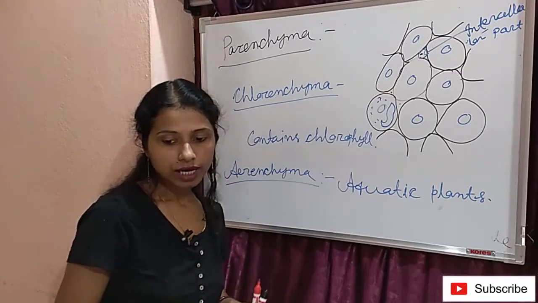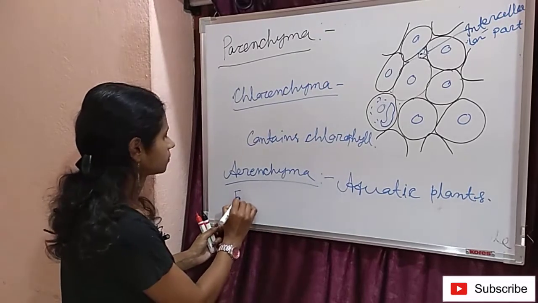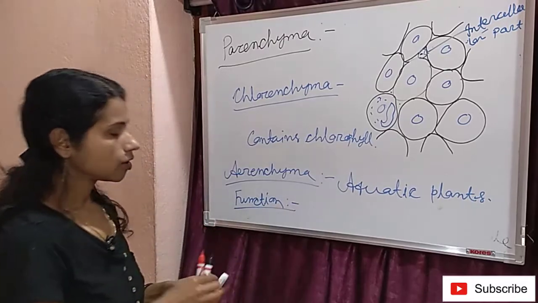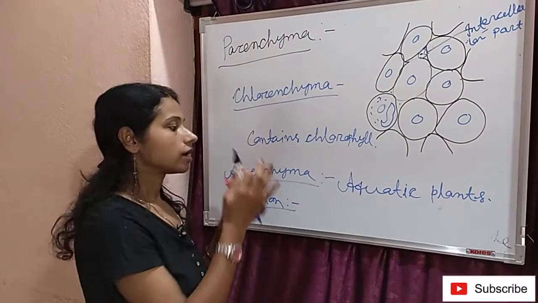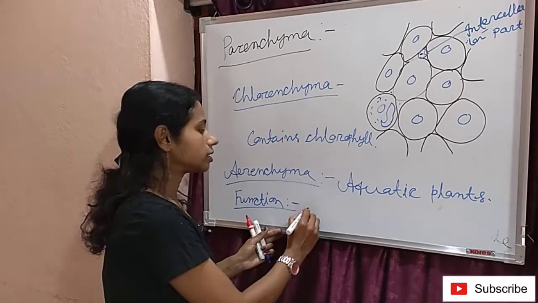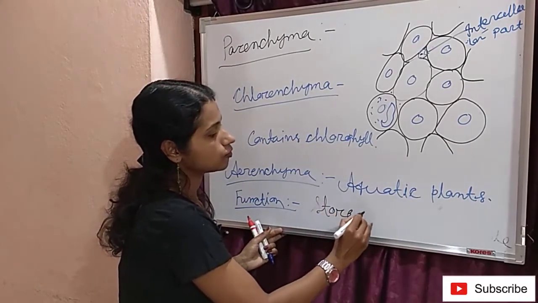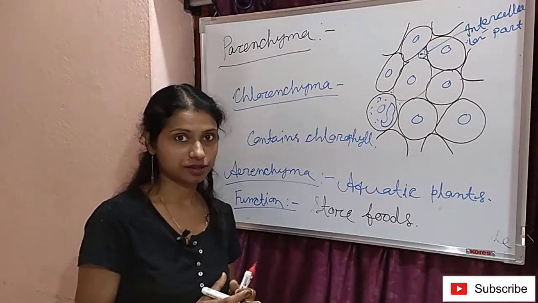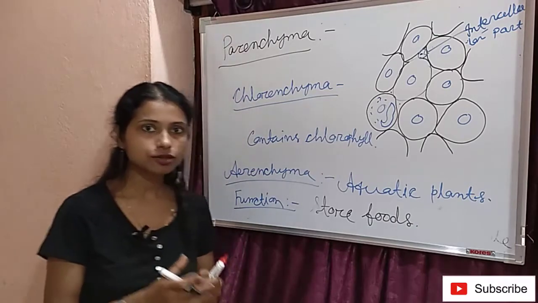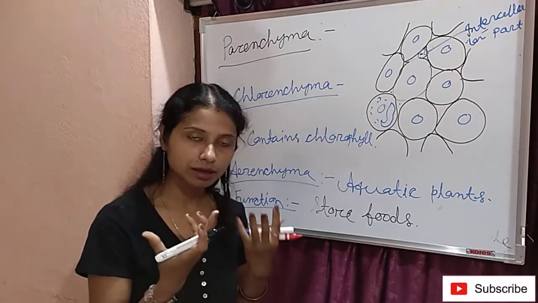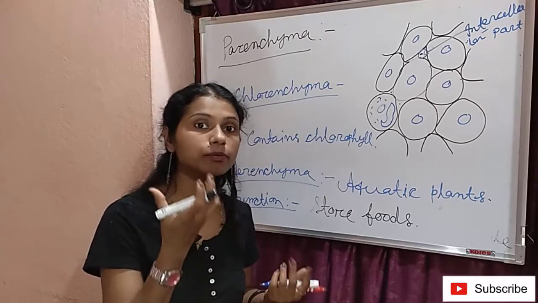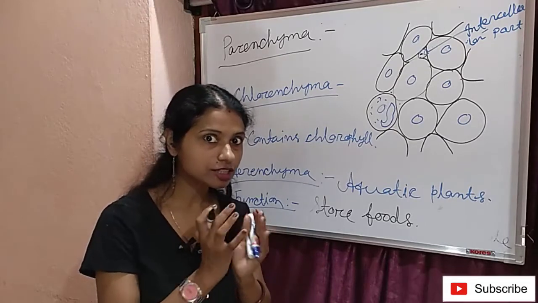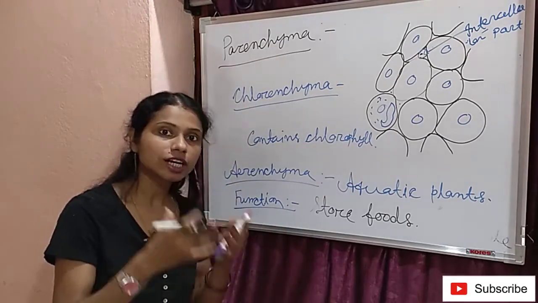Next part is the function. Function is what they actually do. Parenchyma mainly stores food. This is the main function of parenchyma. They store food. Suppose, say, potato. Potato contains starch. So the part of the potato we eat is parenchyma containing starch. The parenchyma is a holder of starch, food.